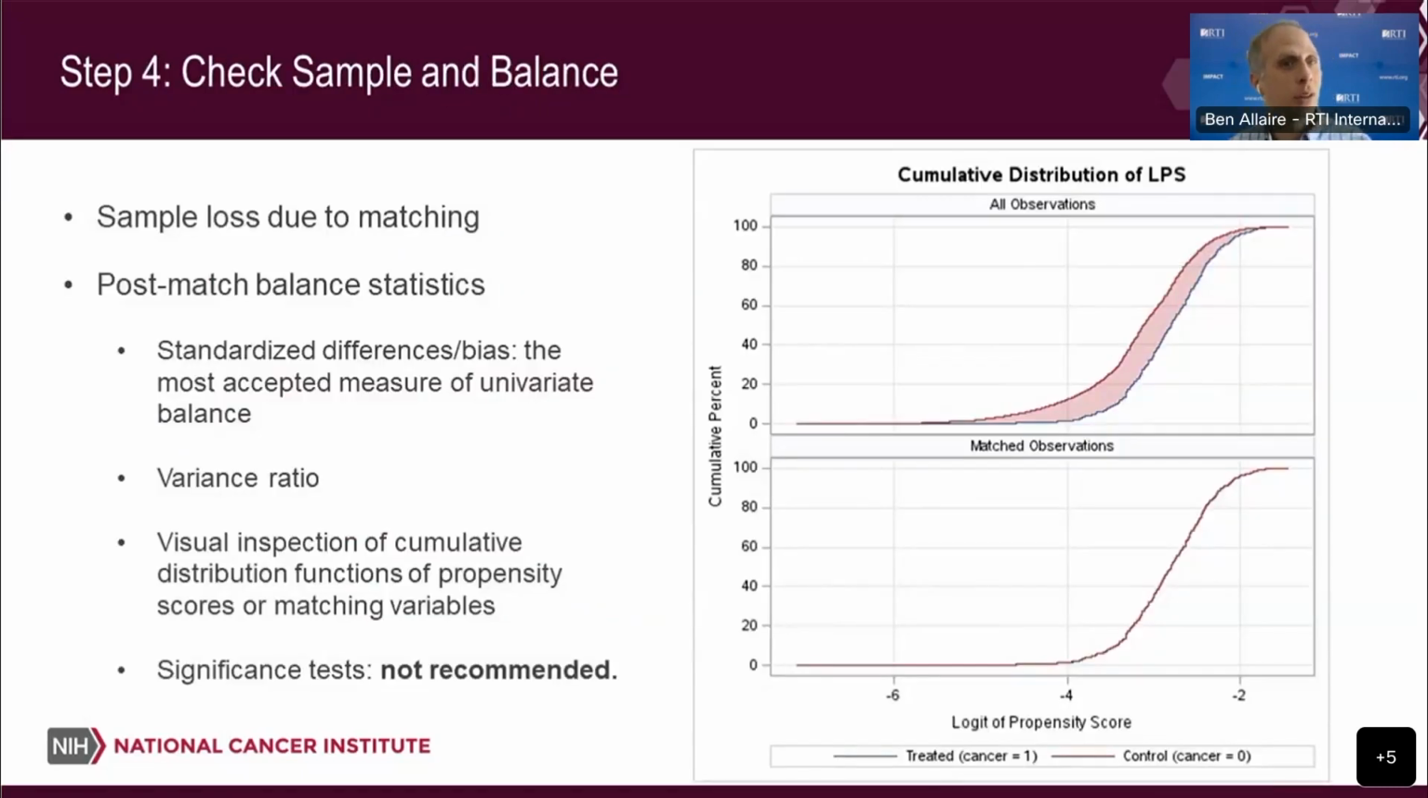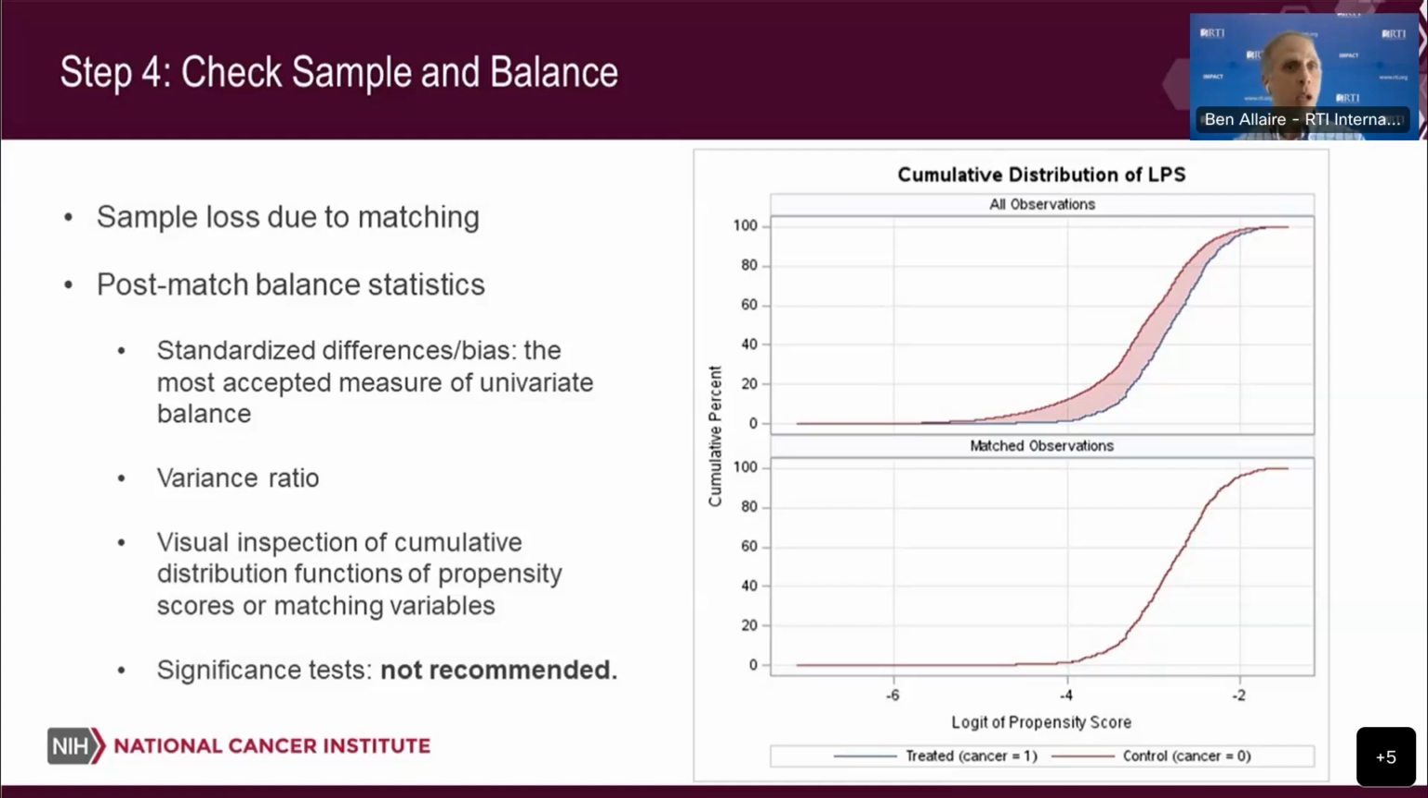Okay, so after you have matched, we have talked about balance and checking balance. So what do you do? How do you check balance? How do you know if it's balanced? The first thing you should always check is how much sample loss, and I've hit that point a couple of times. Oftentimes a rule of thumb is if the sample loss is greater than 10%, or perhaps your balance is not achieved, you really should reassess the match, and we'll come to that in a sec about what steps you should take there.